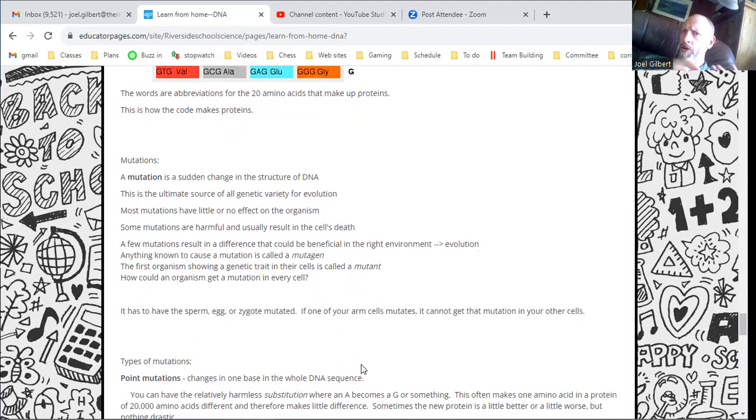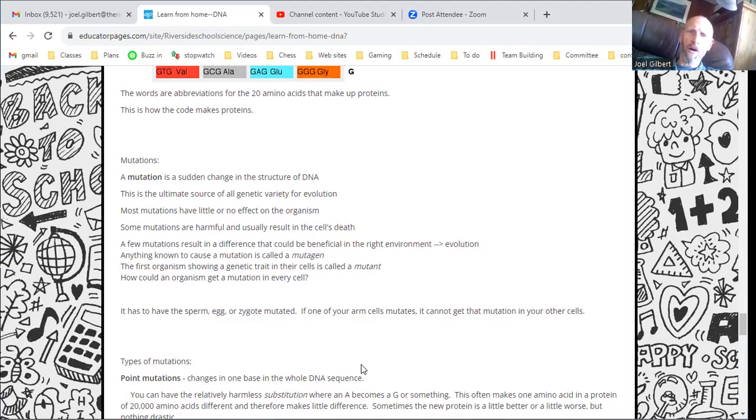So I know I'm going very quickly. Mutations, it's just a sudden change in the structure of the DNA. It's ultimately necessary for all evolution. All differences between one creature and another, and between all humans and all creatures within a species, are a result of mutations. Evolution couldn't happen without mutations. And most mutations have little or no effect on the organism. Sometimes it's in a section of DNA that you don't even use.